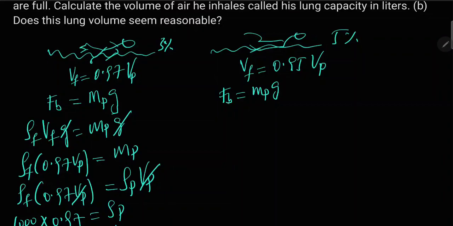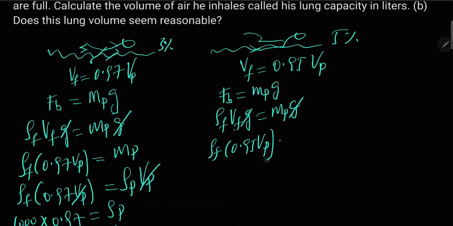Density of the buoyancy force is equal to density of the fluid times volume of the fluid times g, equals mass of the person times g. The g cancels: density of the fluid times volume of the fluid equals density of the person times volume of the person, with 0.95 times volume of the person.